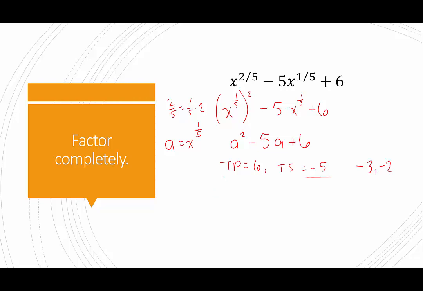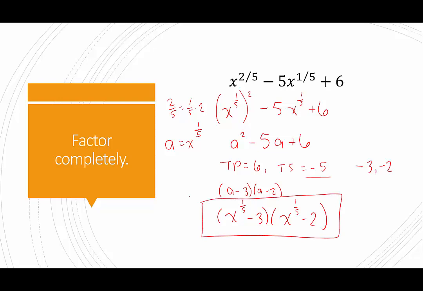Okay, so now we know the winning combination, so we can write it as a minus 3 times a minus 2. And that's cool, but that's not what we were given. We weren't given a, we were given x to the 1/5. But a and x to the 1/5 are the same, so we can just substitute back and say this is x to the 1/5 minus 3 times x to the 1/5 minus 2, and thus we have successfully factored our first very scary looking expression.